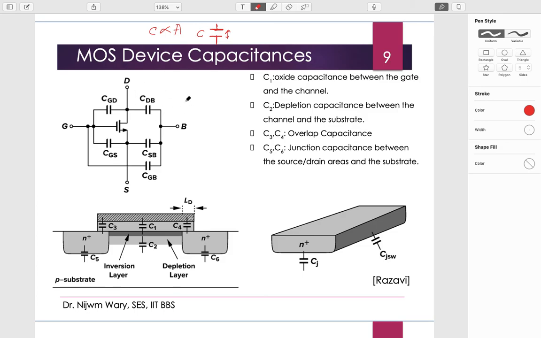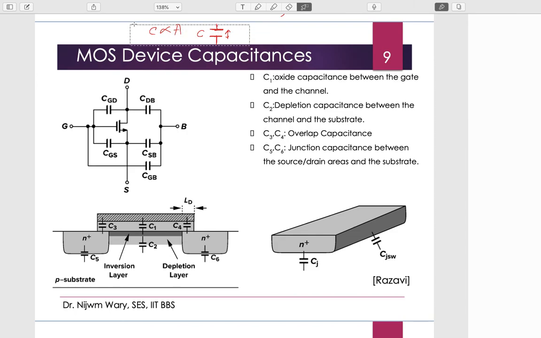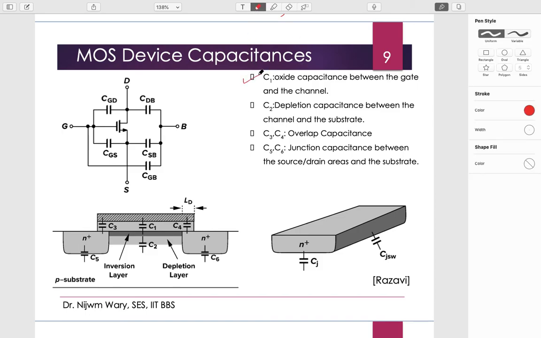Here we'll see what these parasitics are, where they come from, how we can categorize them, and what the different kinds of capacitance are that exist in a CMOS device. So the first one is C1. C1 is basically this. Whenever the MOSFET is carrying charges, a channel is formed. Between this channel, it's like some kind of plate.